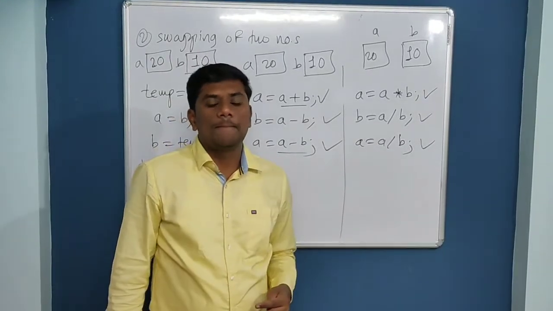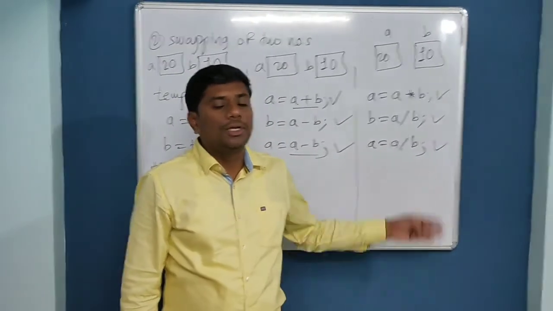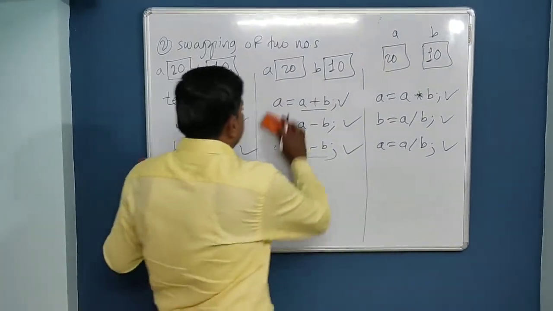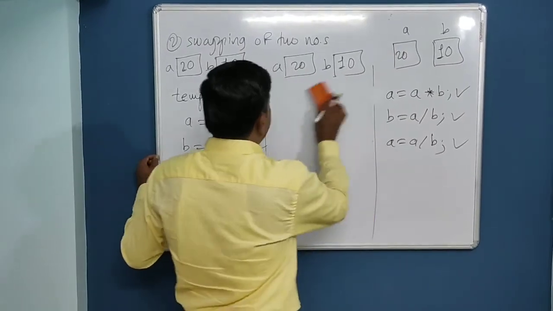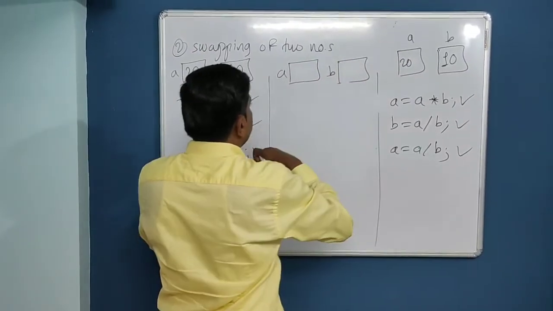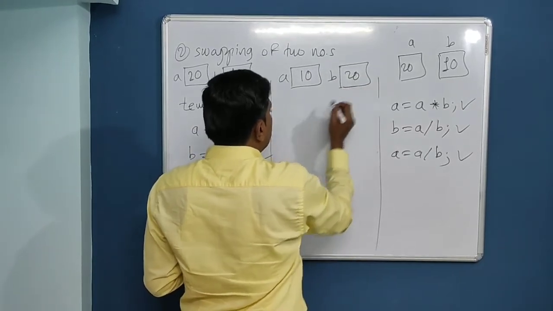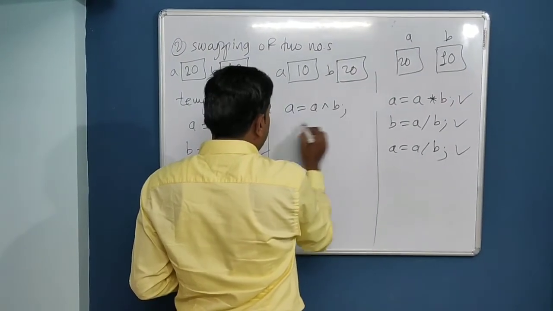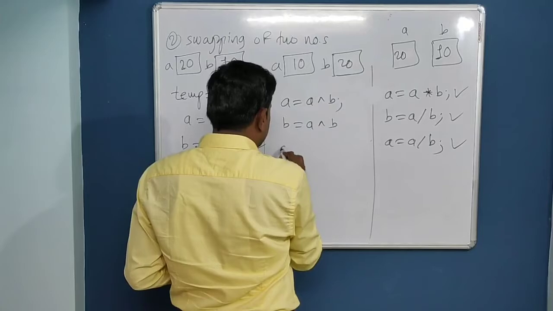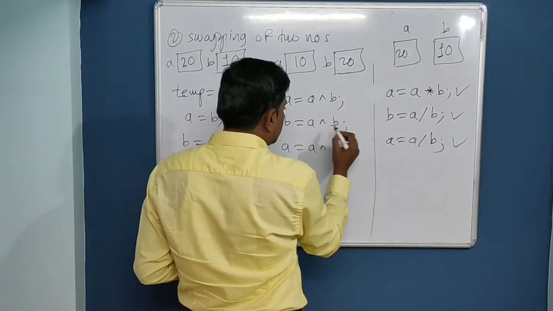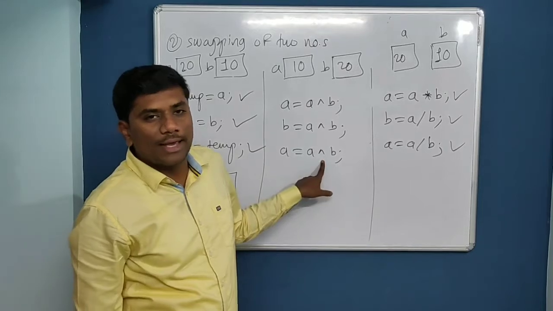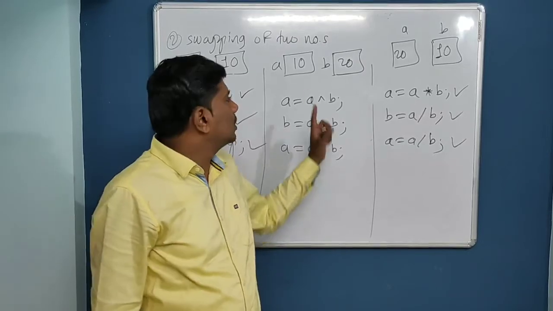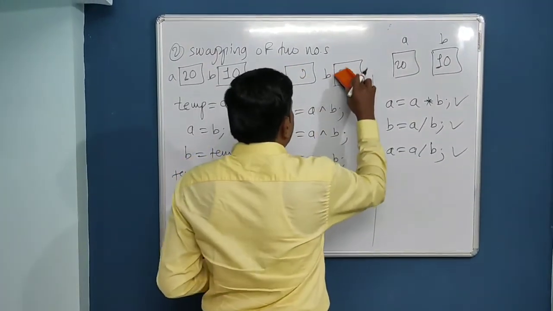There is one more logic he may ask. He will say that now don't use star and slash. So there is one more logic you should remember, and that is with the help of bitwise operator. So this is bitwise XOR operator. So by using bitwise XOR operator also, you are able to exchange the values of A and B.